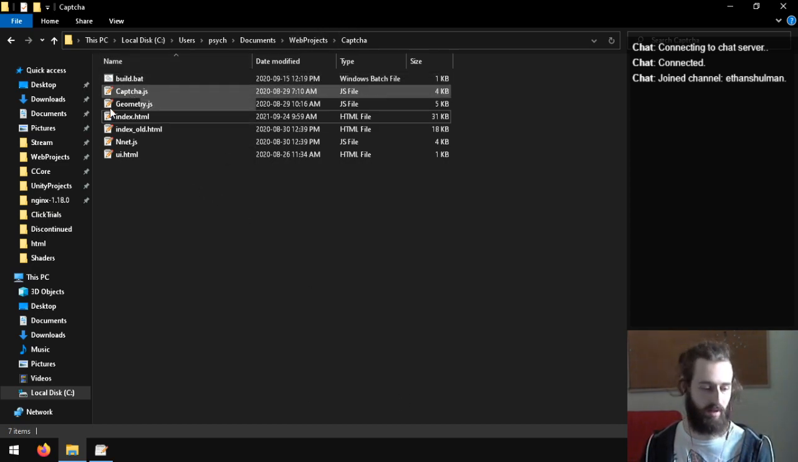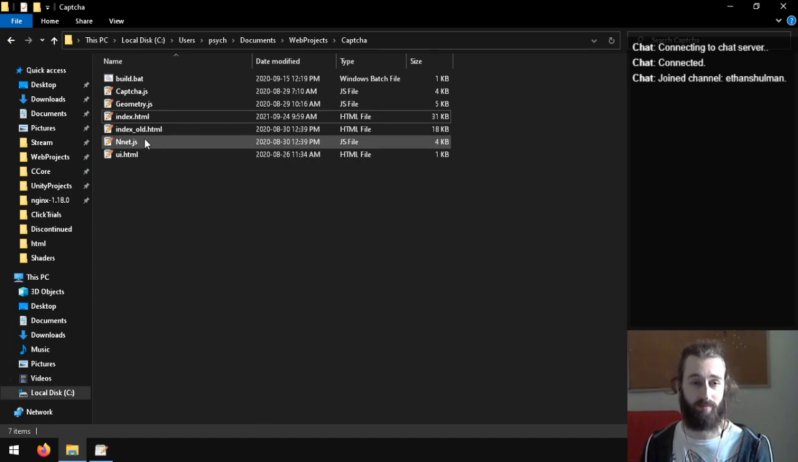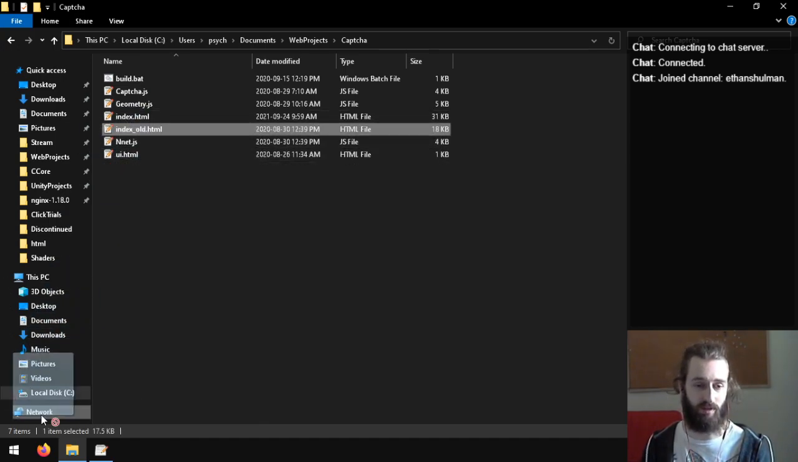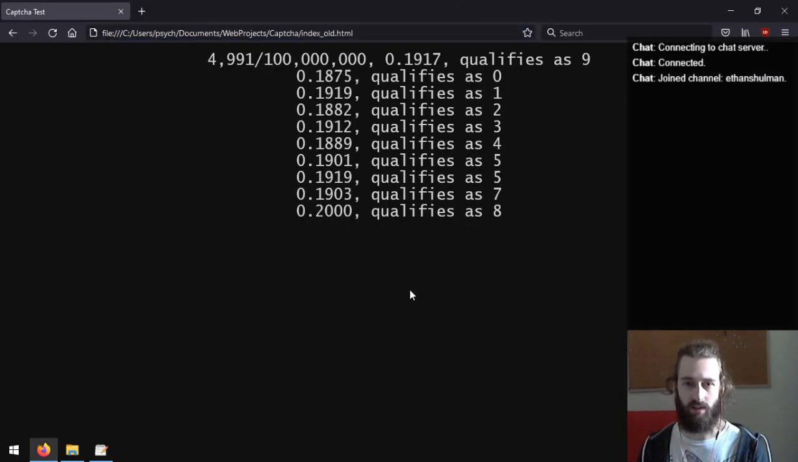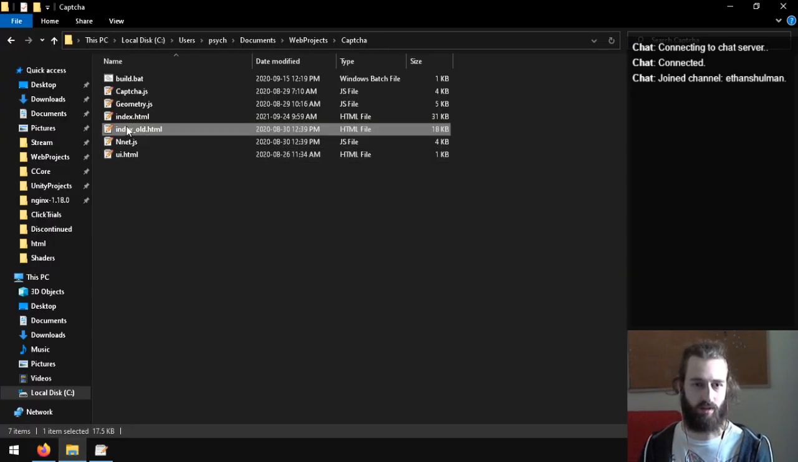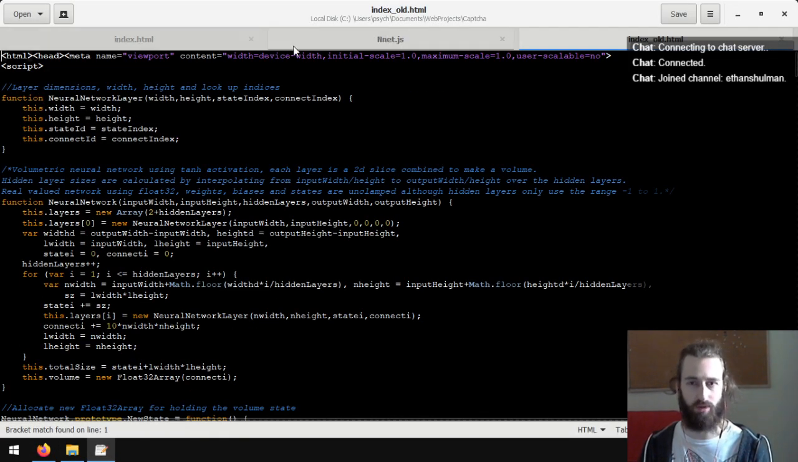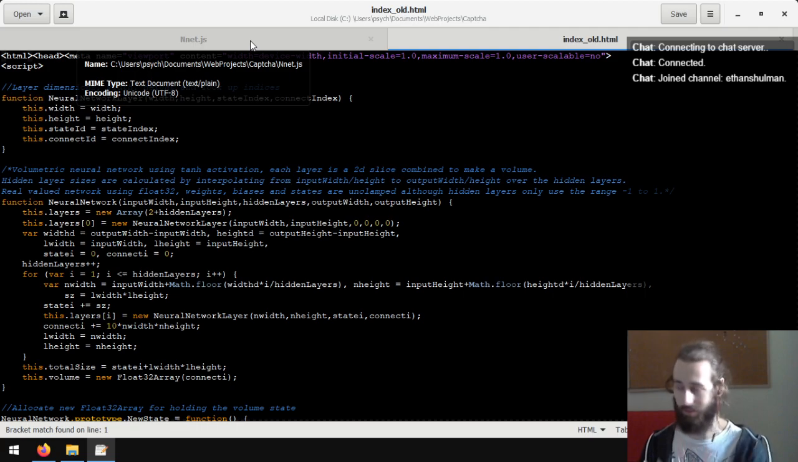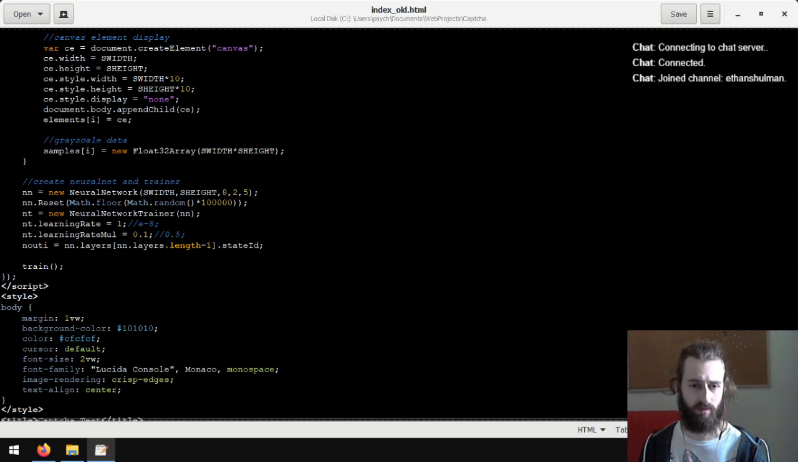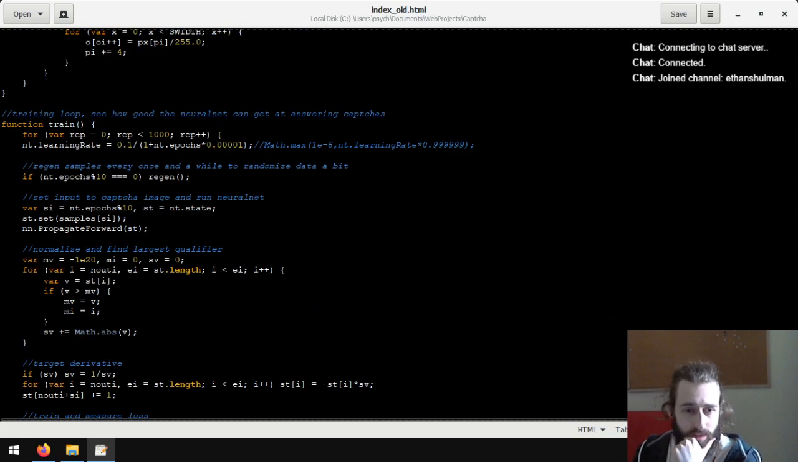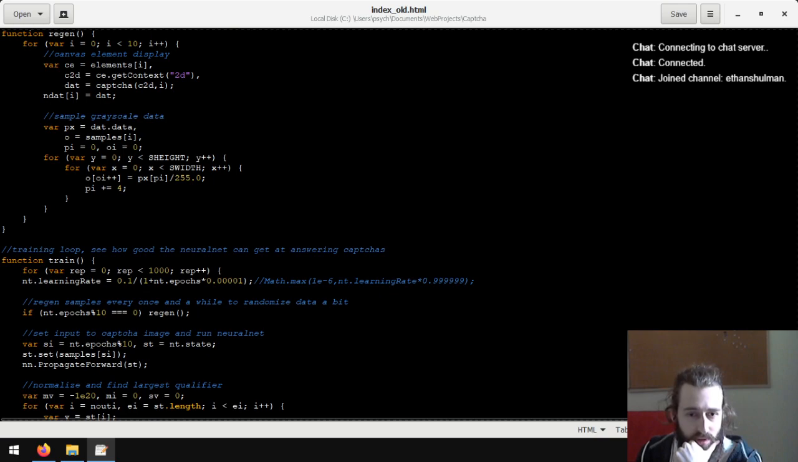So this is something I worked on a bit ago. I don't actually think I have a working version of this, but basically it's generating a captcha, and then this specifically is training a neural network to break the captcha. Let's actually see if we can get this running. I have it running a million iterations, which is probably too much.